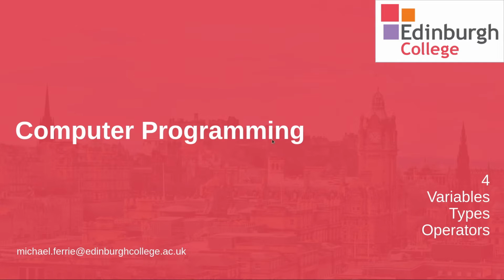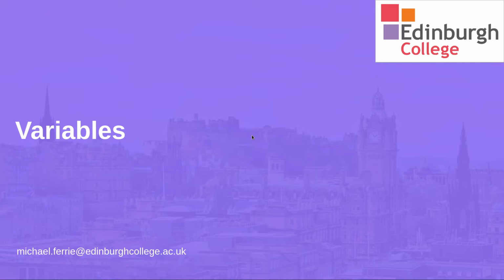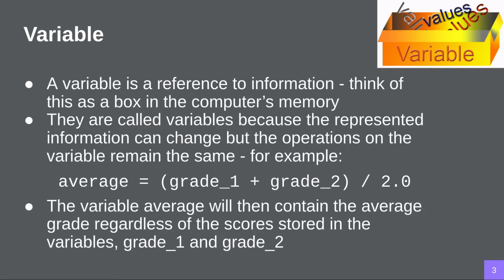I'll just rearrange my screen a little bit. So the first thing is variables. Now this is a very easy concept. A variable is like a box in the computer's memory, and we can store things in there. In order to store things in a variable, we use this thing here, and this thing here is called the assignment operator. The things either side of the assignment operator are called operands. So we have operands either side of an operator, which is the equals sign.